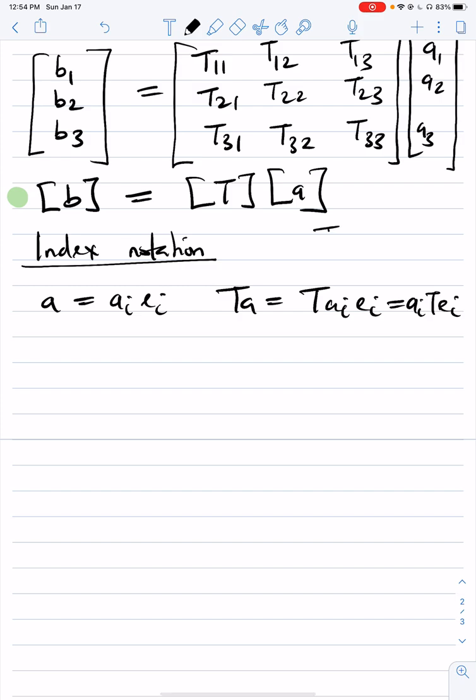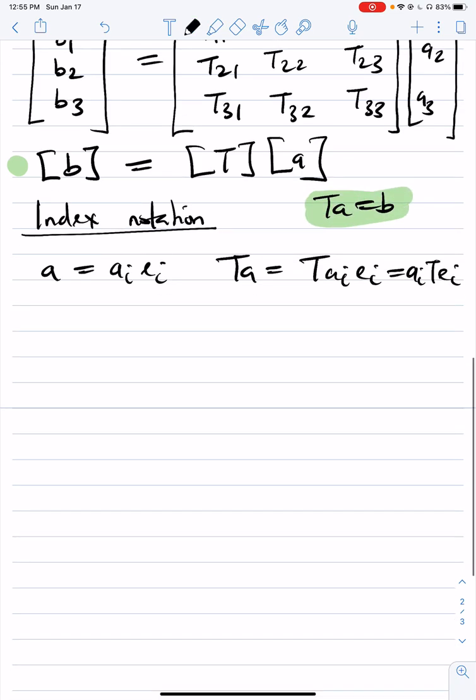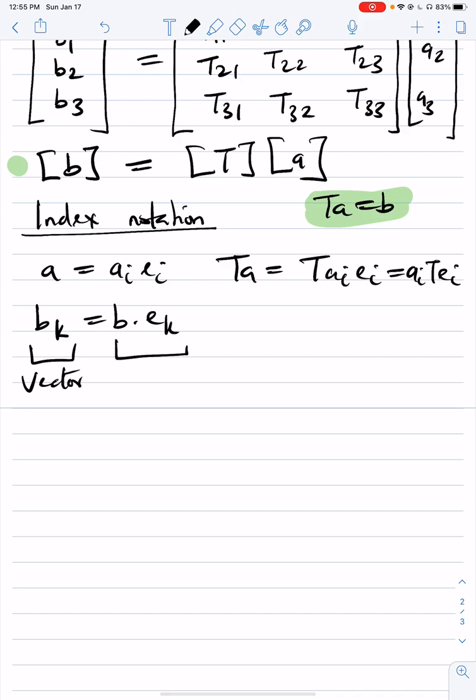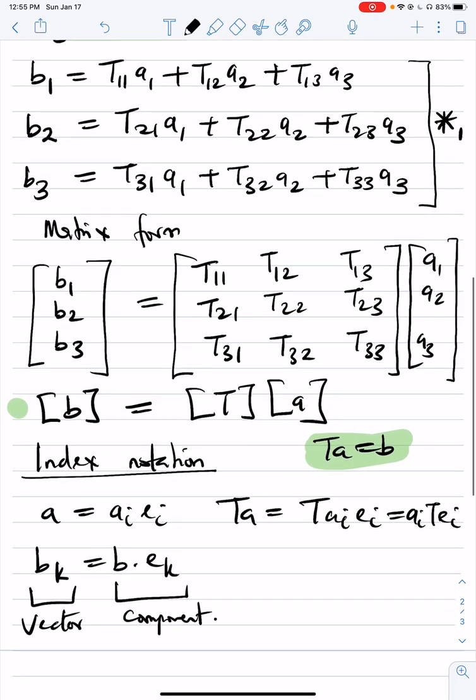Now, look at this, this is what we're trying to solve, or trying to write out explicitly. Now let's rewrite this: B_k equals B dot E_k. Now, this is the component. Sorry, this is the vector itself. This is the component, if you can remember, we did this here.